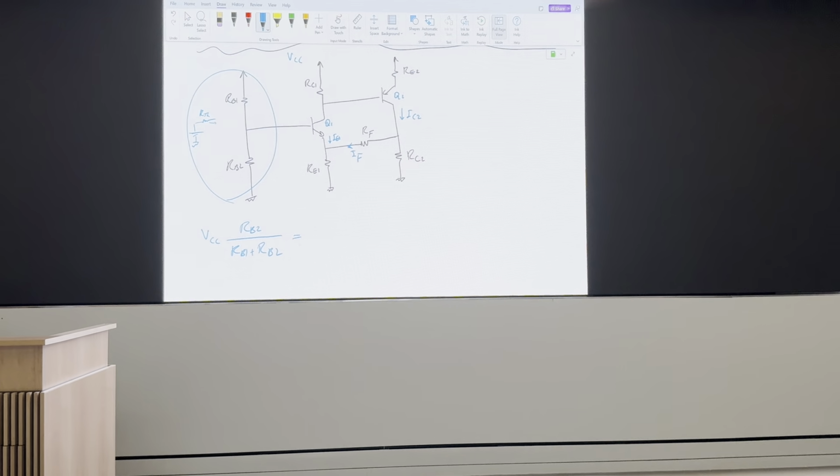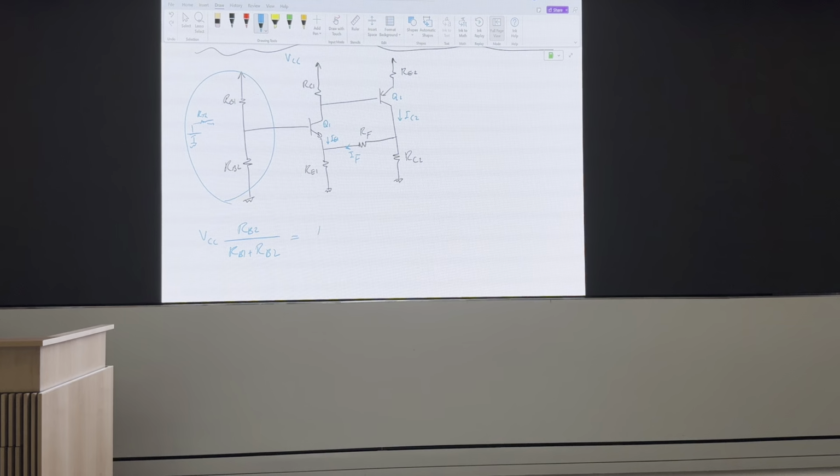So ID1 goes to that resistance. So that's equal to R Thevenin, so it's RB1 in parallel with RB2, times IB1, plus VBE1 plus IE1. So if you look at the current through RE1, it's IE1 plus IF.